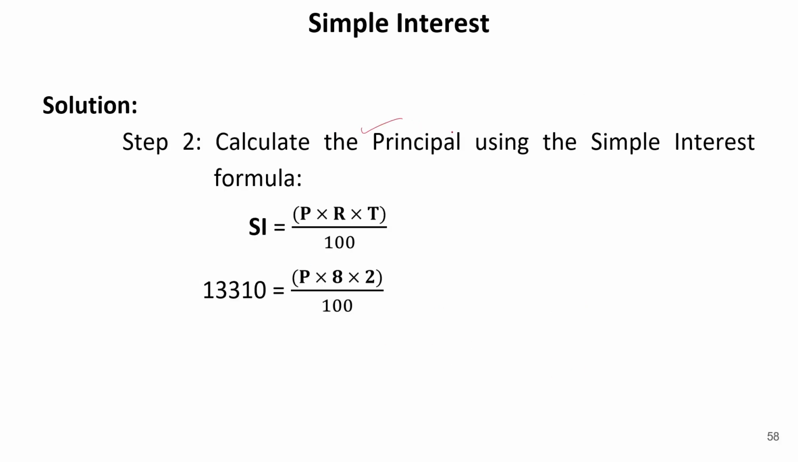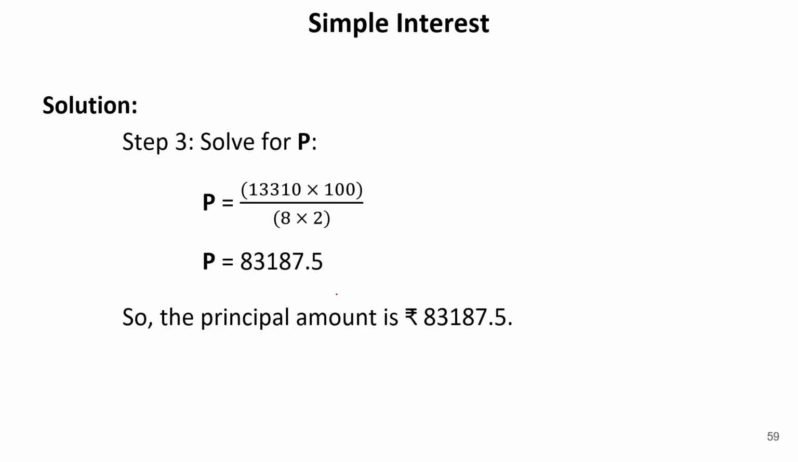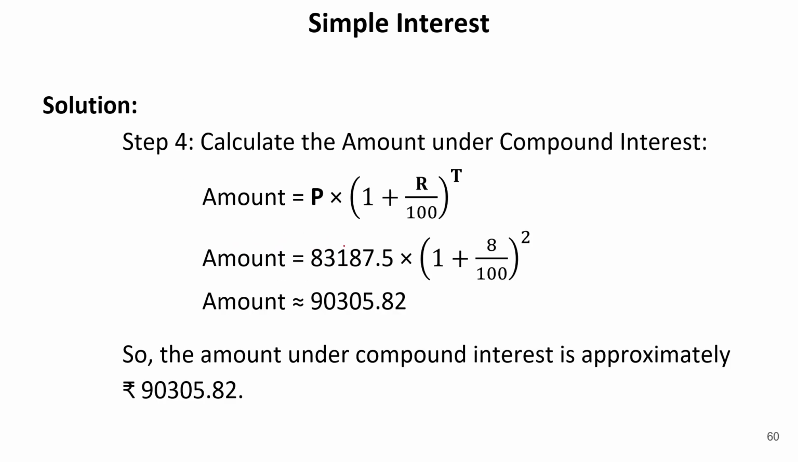So calculate the principal using the simple interest formula. So SI is equal to PRT by 100. So 13,310 is equal to P into 8 into 2 whole by 100, right? So P is equal to 13,310 into 100 whole by 16. So it is 83,187.5. So the principal amount is 83,187.5.